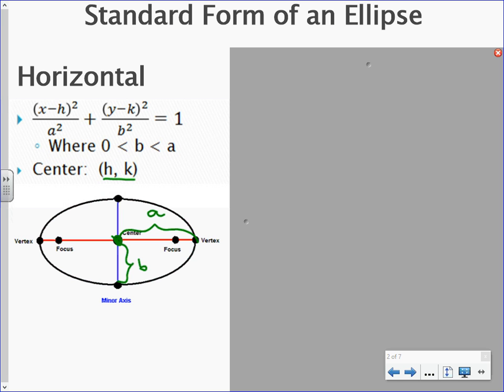And then pretty soon I'll tell you about the number C. C is how we get the foci distance. Our foci are going to be C away from the center.